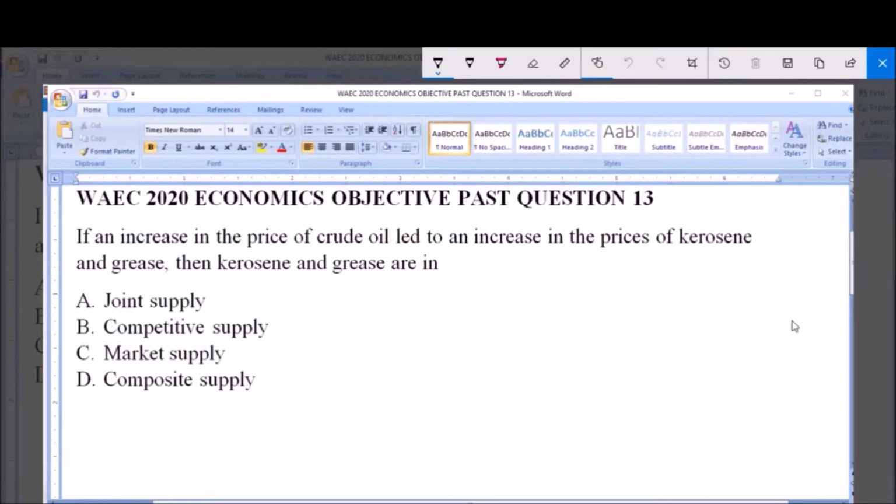If an increase in the price of crude oil led to an increase in the prices of kerosene and grease, then kerosene and grease are in A. Joint supply, B. Competitive supply, C. Market supply, D. Composite supply. So we have various types of supply given to us in the options. So let's define each of them and see which one fits this scenario we have in the question.